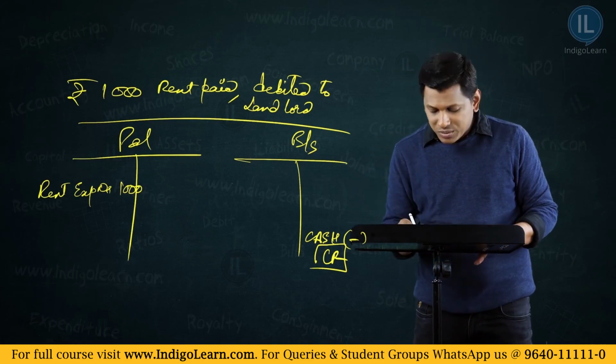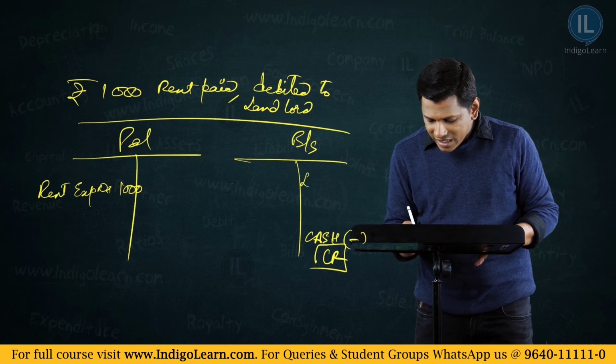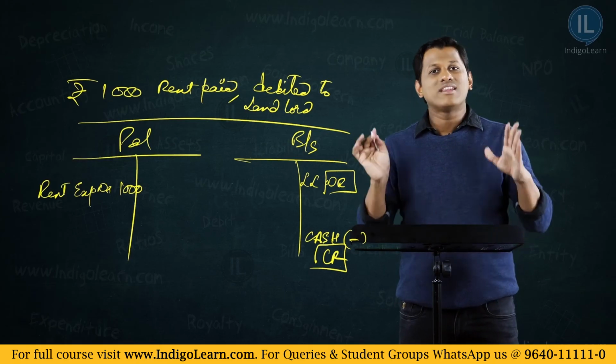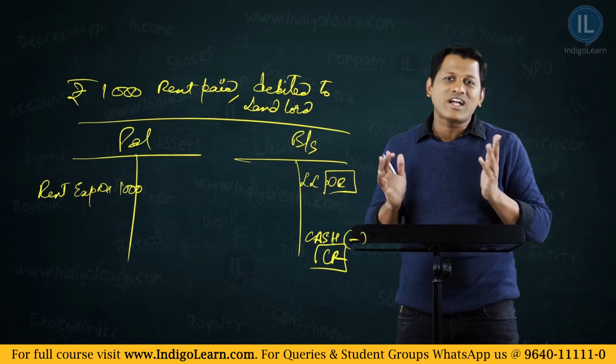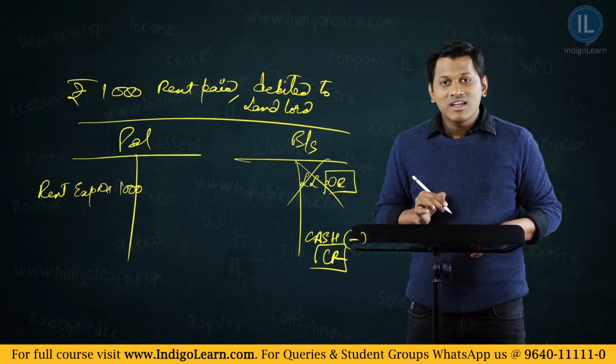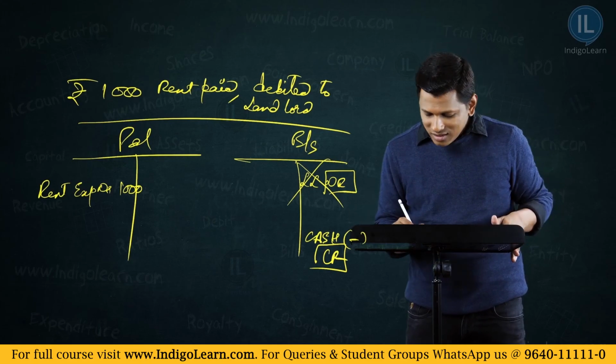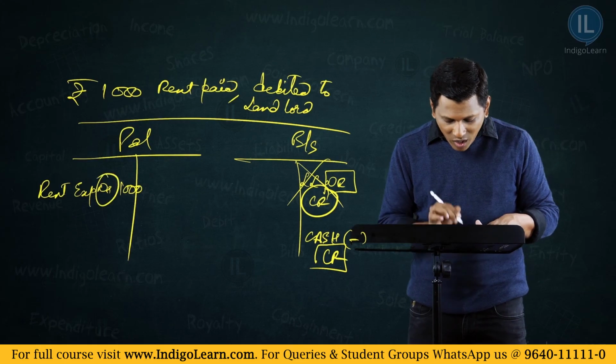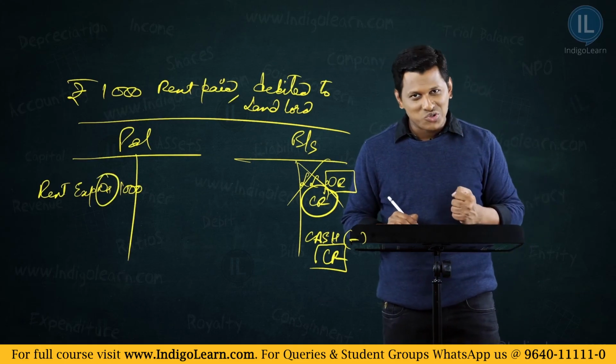But what did the company do? They debited the landlord account to the extent of 1000. That's the problem. The landlord account got debited, which is wrong. If it is wrong, what should be done? Now you have to credit it. That is the correct treatment. And what should be debited? Rent expenditure should be debited.